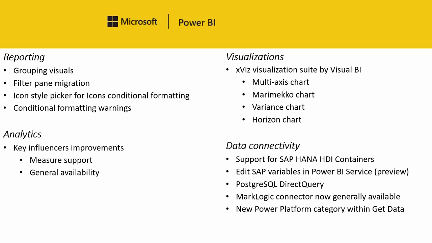We have another connector enhancement this month, which is for the PostgreSQL connector, which now allows you to support the direct query connectivity mode so that you can build reports on top of your PostgreSQL databases without needing to import the data. This month, we're also announcing that the MarkLogic connector is now generally available. You can find this connector within the database category of the Get Data dialog. And the last update this month is that we've added a new Power Platform category within the Get Data dialog. In this category, you'll find connectors for Power BI datasets, Common Data Service, and Power BI dataflows. Stay tuned as we continue to make more investments in connectors across the Power Platform.